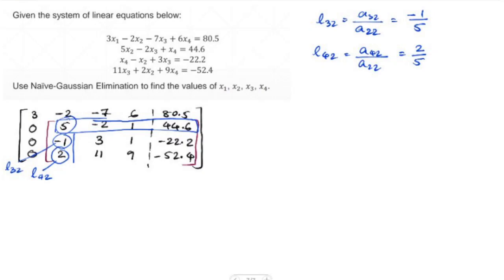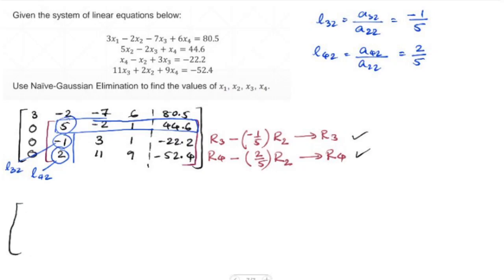Now we'll take these numbers here for L values and we'll write row equations here. So here we have row 3 minus L32, which is minus 1 over 5 times the row that we freezed, row 1, and the calculated values we'll put in row 3. And again for this one here we have row 4 minus L42, which is 2 over 5 times, okay, the freezed row here is not row 1 but row 2. So yeah, this is row 2, and the calculated values we'll put to row 4. So once we finish our calculations for these row equations, we'll get the matrix that looks like this.